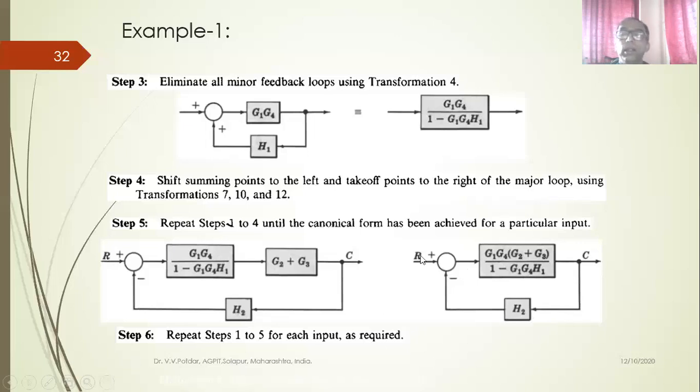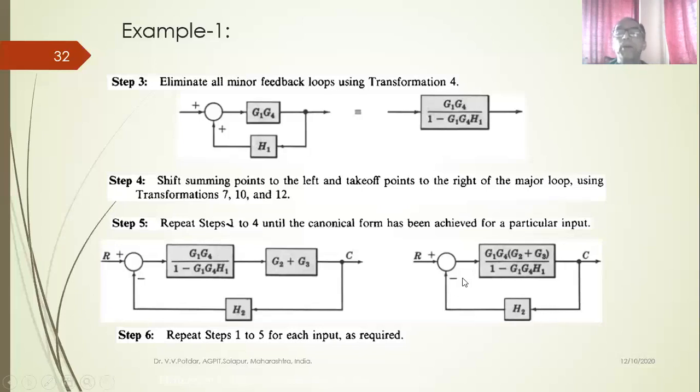And because there is only one input, had I got one more input, I would have solved it for that input also. Repeat steps 1 to 5 for each of the inputs as required. Now here there is only one input, so we can stop here. So this is my canonical form.